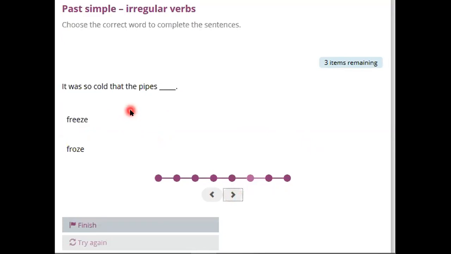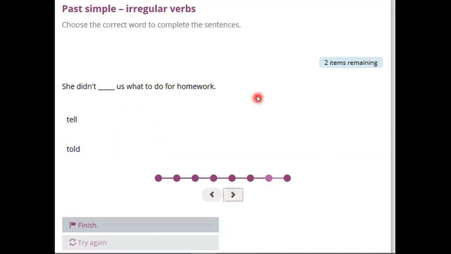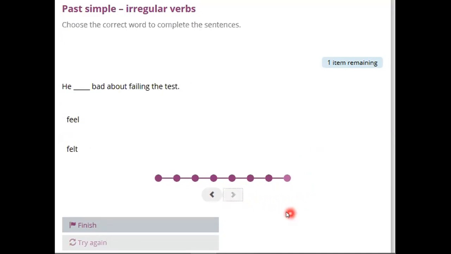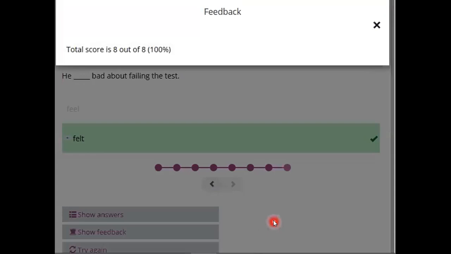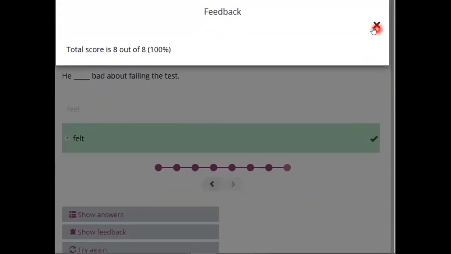It was so cold that the pipes froze. Excellent. She didn't. Another negative sentence, so she didn't tell us what to do for homework. He felt bad about failing the test. Let's check our answers. So, as I said, everything is correct.